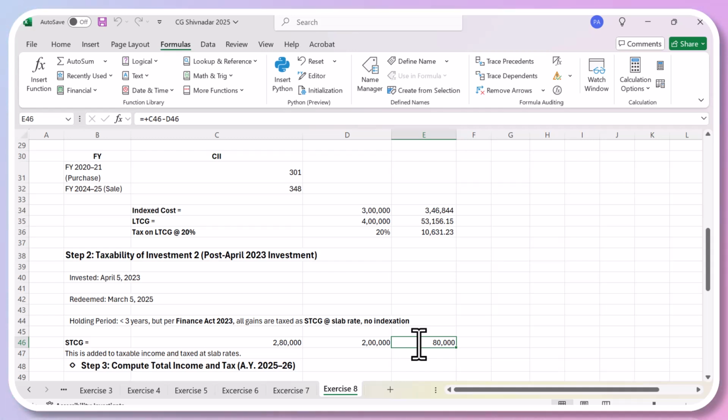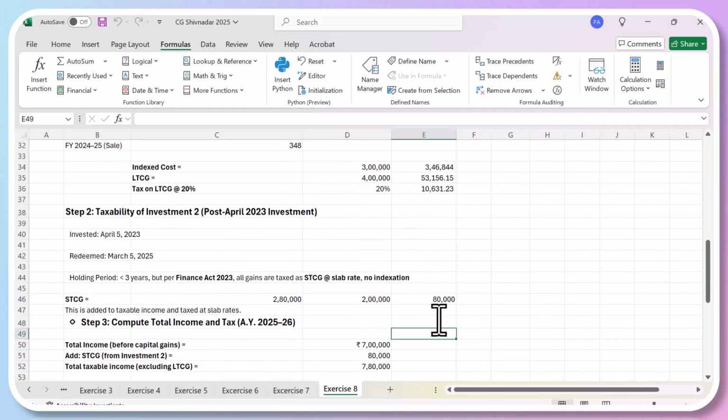The holding period is less than 3 years, but per Finance Act 2023, all gains are taxed as short-term capital gains at the slab rate, with no indexation. So that means there is no indexation benefit which will be given to you. The difference of the two will be taxed as short-term capital gain. Now let's compute their income tax liability. Step 3, compute the income tax liability for the assessment year. Now we will take what is his total income apart from short-term capital gains. This is given in the question.